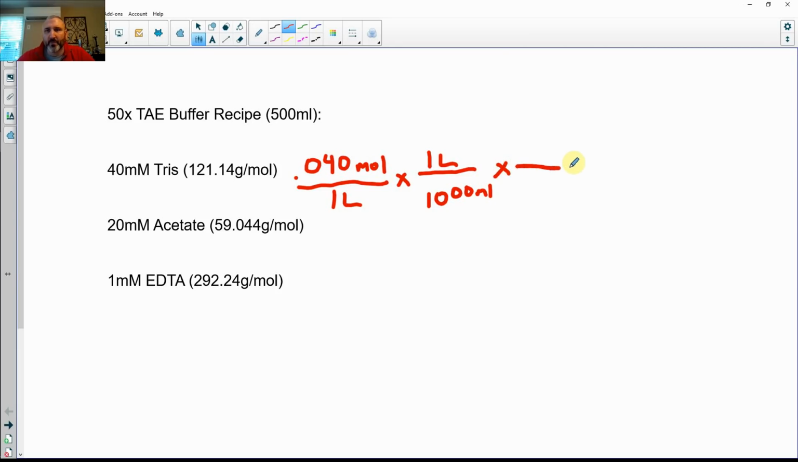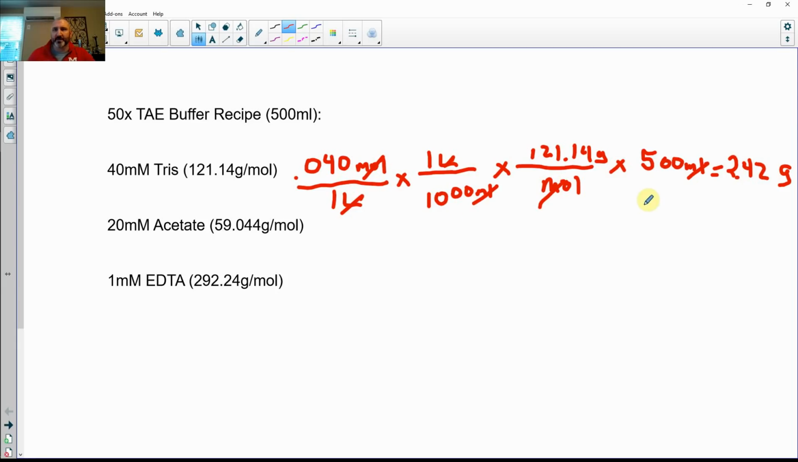And then we're going to multiply by the molar mass, which I've got as 121.14 grams per mole. And then we're going to multiply it by our final volume, which is going to be 500 milliliters, or half a liter. So just to confirm, our liters are going to cancel, our moles are going to cancel, and our milliliters are going to cancel. And that's going to leave us with an answer in grams. So now we can just do some calculation. 0.04 times 121.14 times 500 divided by 1,000. We're going to need 2.42 grams.